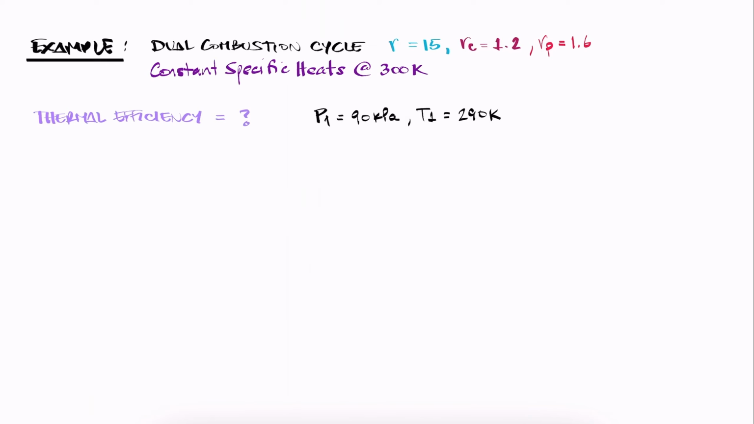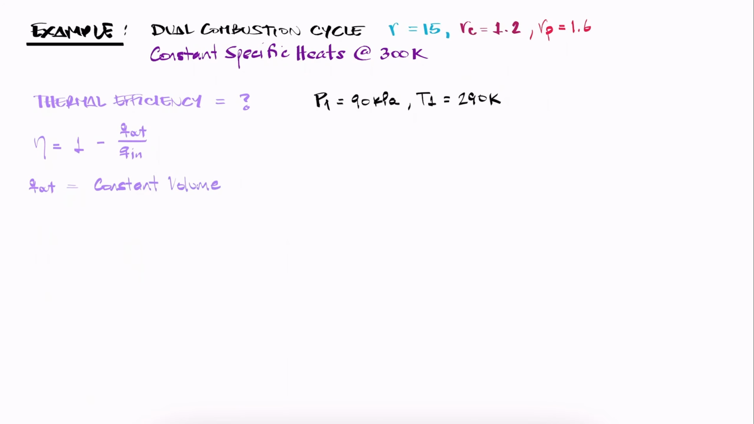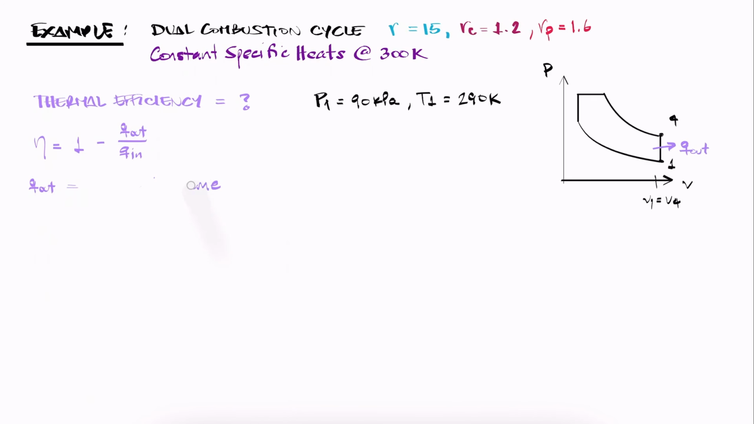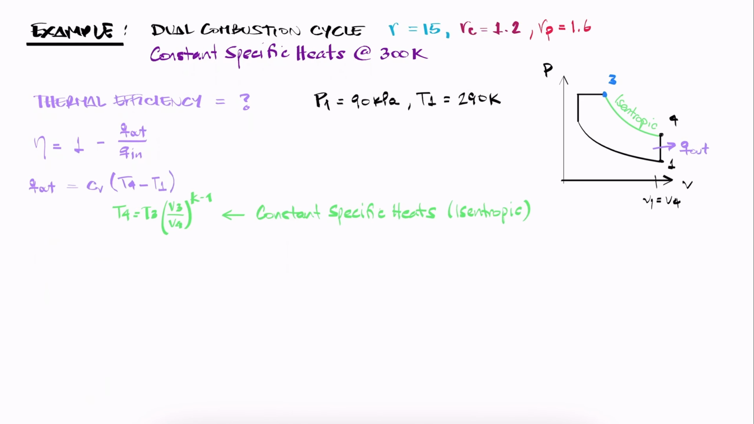The thermal efficiency definition has not changed with respect to other gas cycles. Therefore, we need the heat out and the heat in. Let's begin with the heat out. The heat out still happens at constant volume like in Otto or diesel cycles. And since we're using constant specific heats, this is Cv times the temperature difference. Since we have an isentropic process between 3 and 4, and we're using constant specific heats, we are going to need the volume ratio V3 over V4.